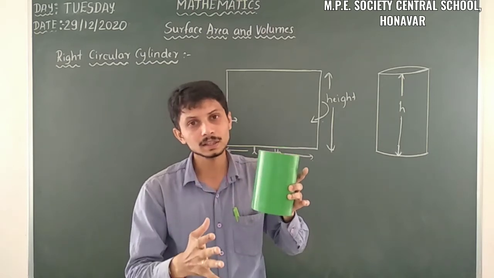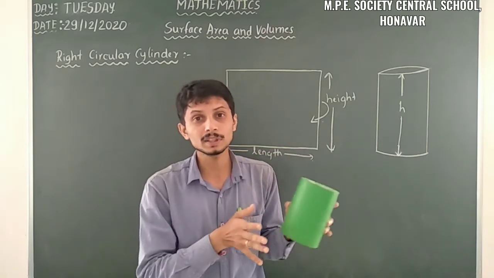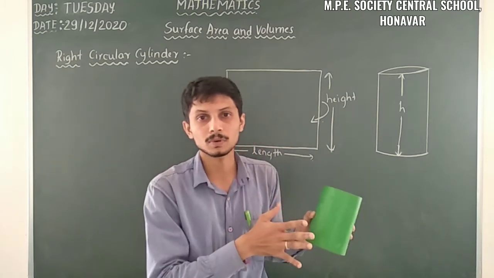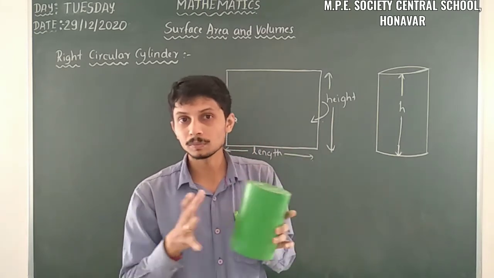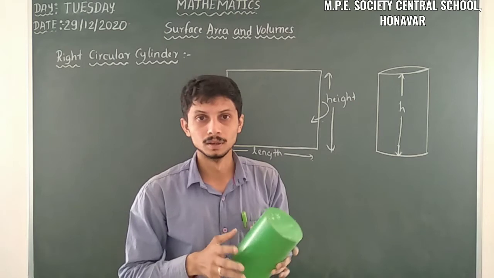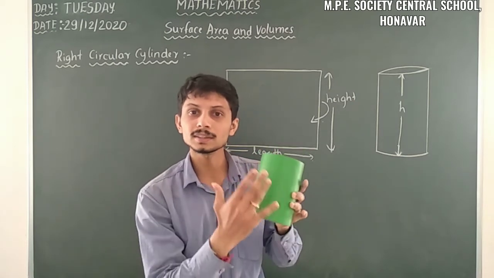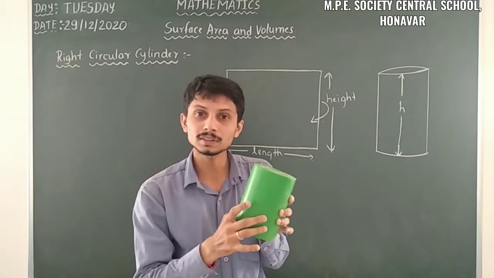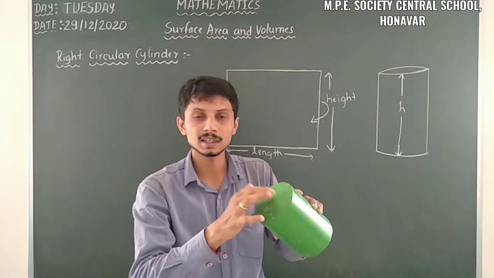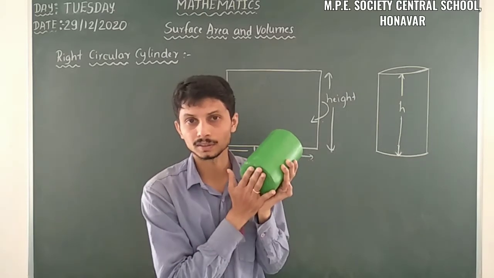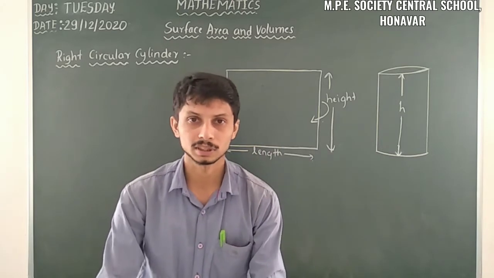Lateral surface area is most commonly used for the four walls of the cuboid and the cube. Here we call it the curved surface area. When we say curved surface area, we have to neglect the top part and the bottom part. So let us learn about those things.